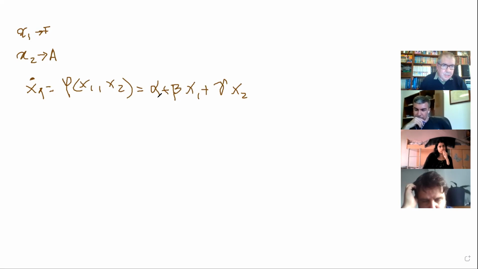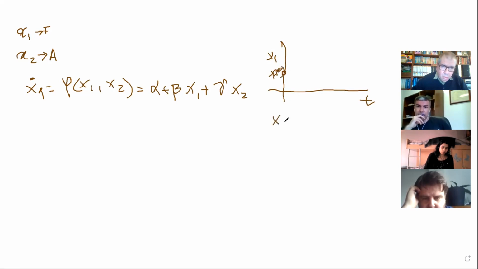Suppose that beta and gamma were 0. So I would have x1 dot. If beta and gamma were 0, it would be alpha. So you have x1, and now you have time. You start here at x1 of 0, and then you say x1 dot equals alpha.